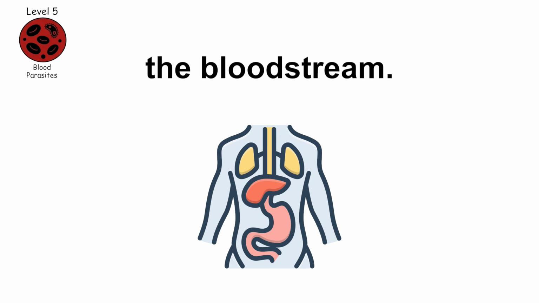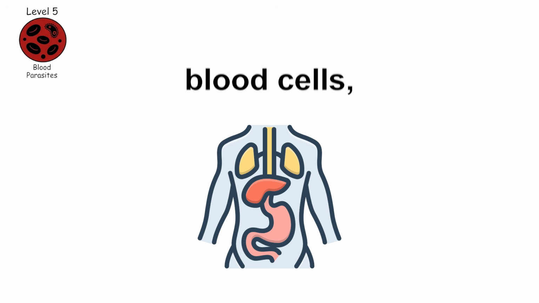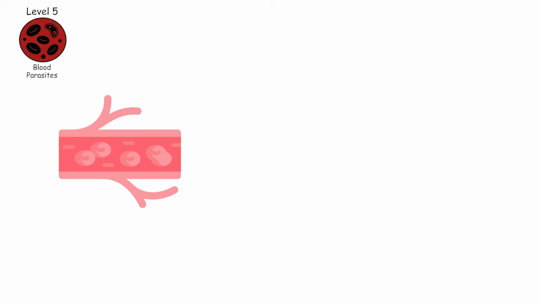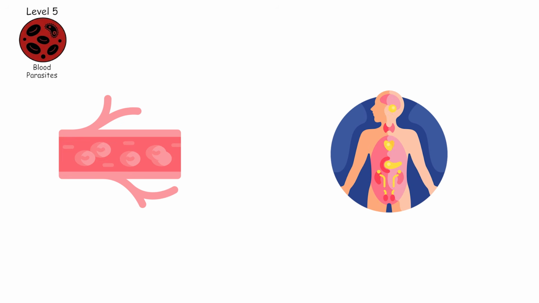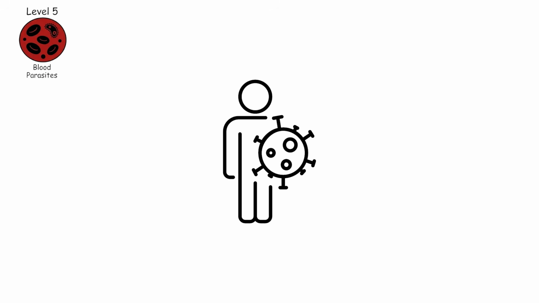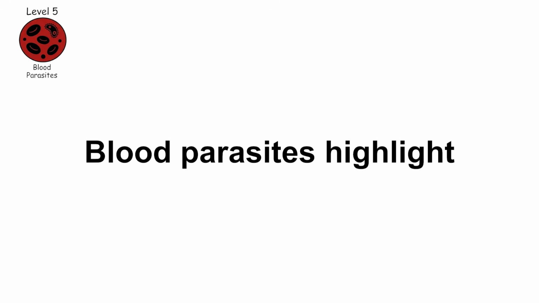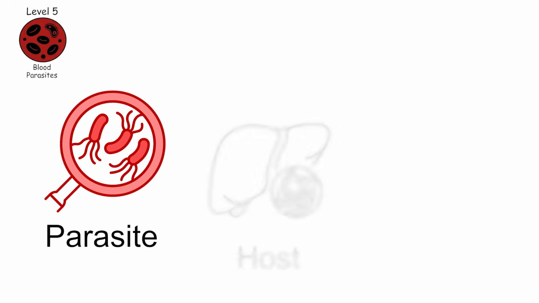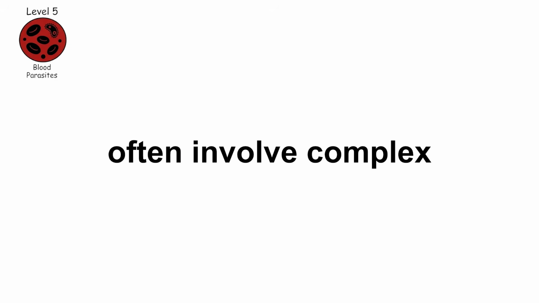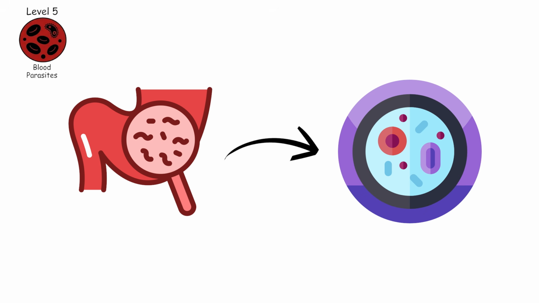Once inside the bloodstream, these parasites may invade blood cells, organs, or tissues. Some multiply inside red blood cells, while others travel through the lymphatic system. Because blood circulates throughout the entire body, infections can spread widely and affect multiple organs. Blood parasites highlight the intricate relationships that can develop between parasites, hosts, and the insects that carry them. These relationships often involve complex life cycles that depend on multiple species interacting with one another.